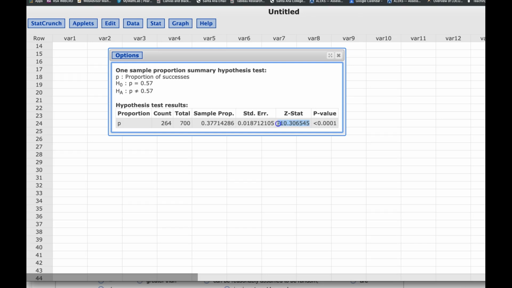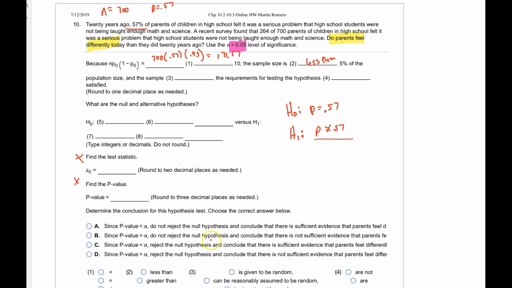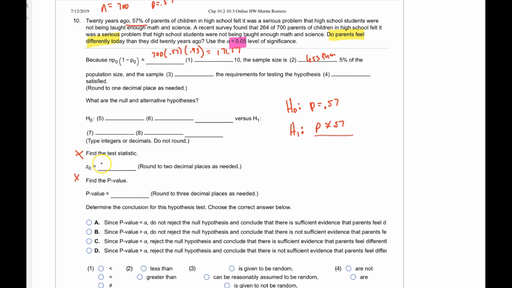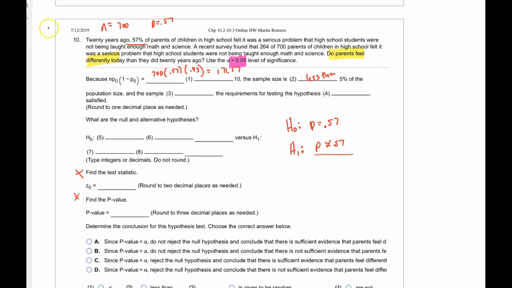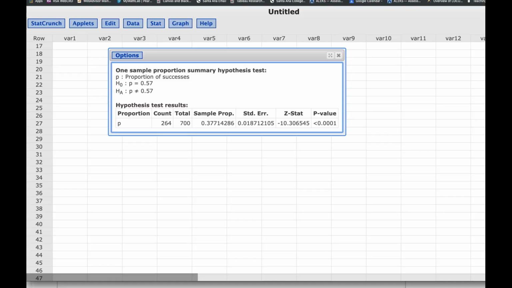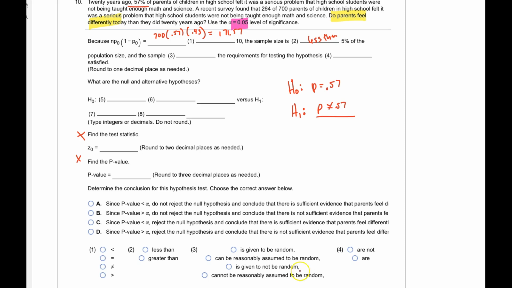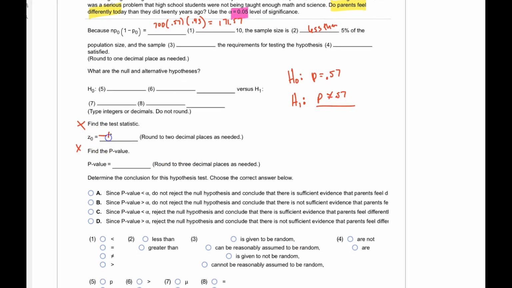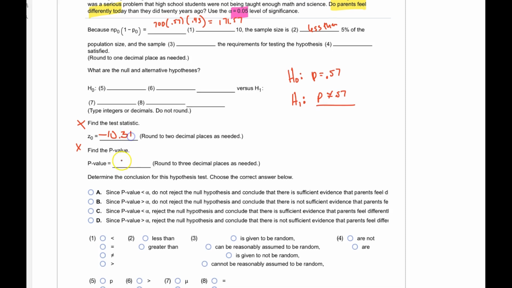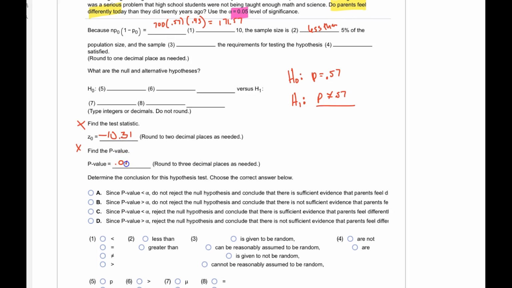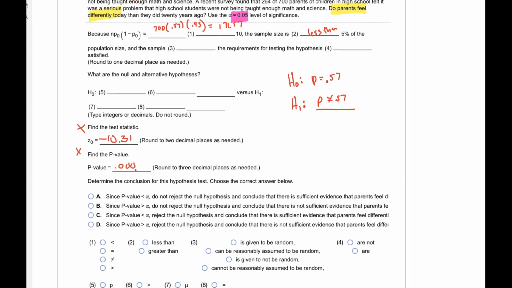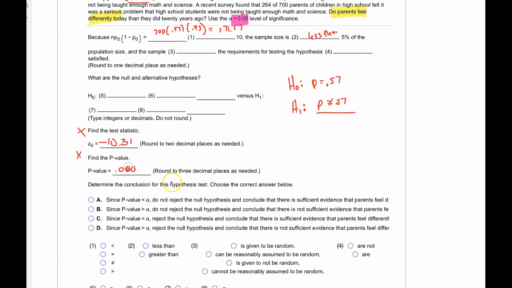This test statistic is negative 10.3. The p-value is so small that they don't even put it. It's just less than 0.0001. And so in this case, you have your test statistic here and your p-value. So I get negative 10.31, and the p-value basically 0, so small. It's less than 0.0001, and so 0 there.